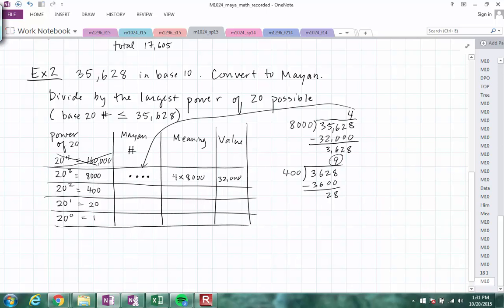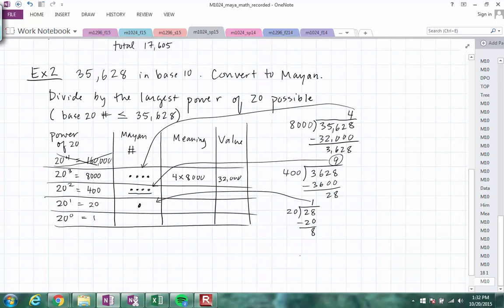So what we just determined is that the next digit here, or symbol, has to be represented with a 9, which is a line and 4 dots. So now we have 28 left over that has to be represented. So you try to divide by the next power of 20. If it doesn't divide it, it's a 0, and then you move to the next one. But because 28 is greater than or equal to 20, we do get a whole number here, 1 or greater. So go ahead and do it. We need a 1 in here.